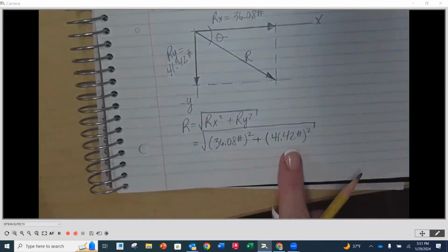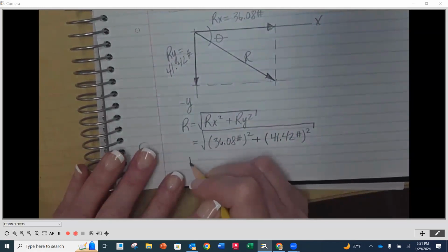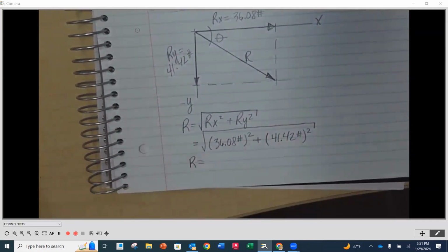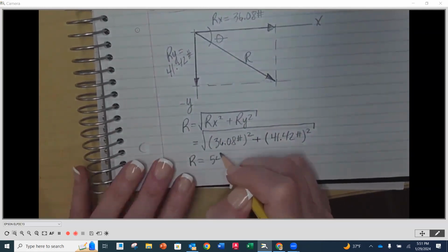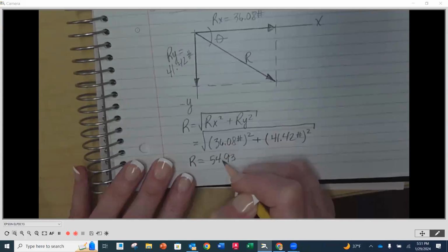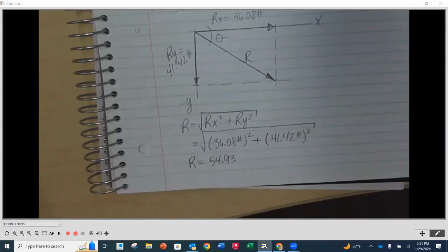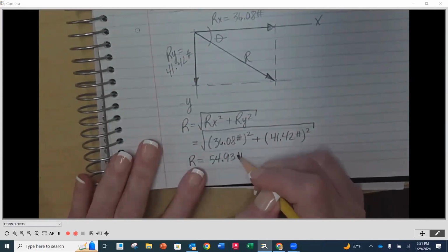Okay, so you're going to square each one of these. You're going to add them together. And what is your resultant? You guys tell me what you got. 54.93. Okay. And it's pounds, correct. Yep.